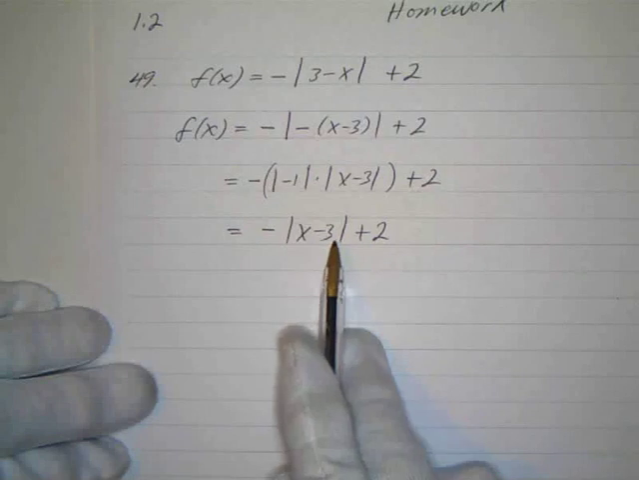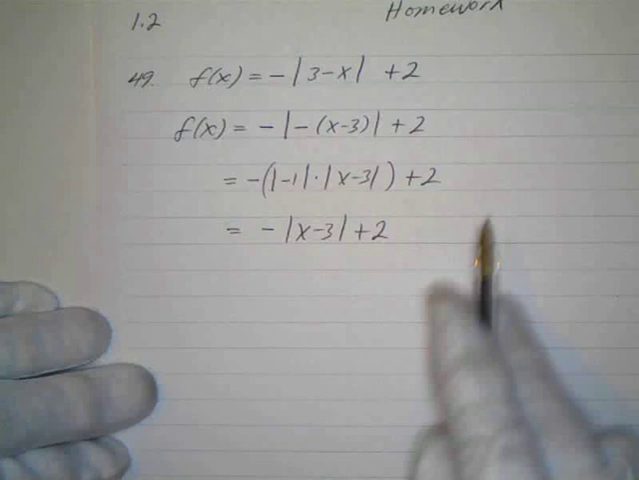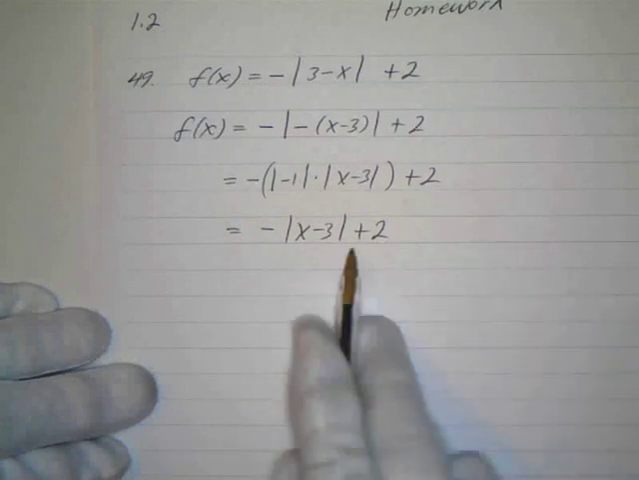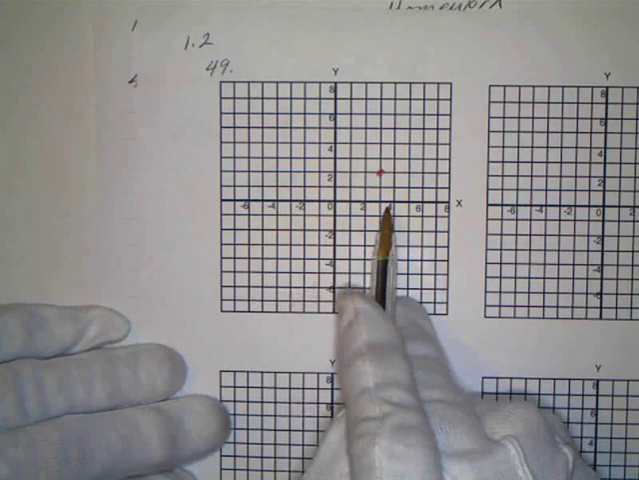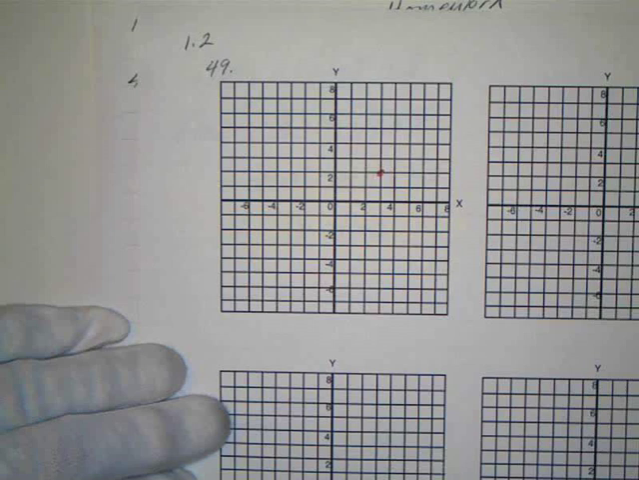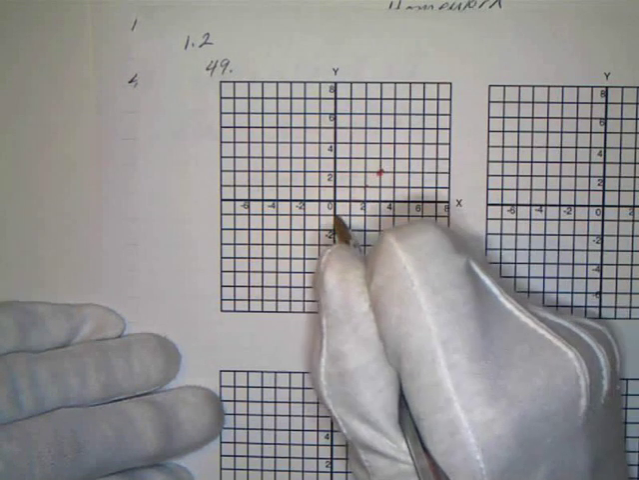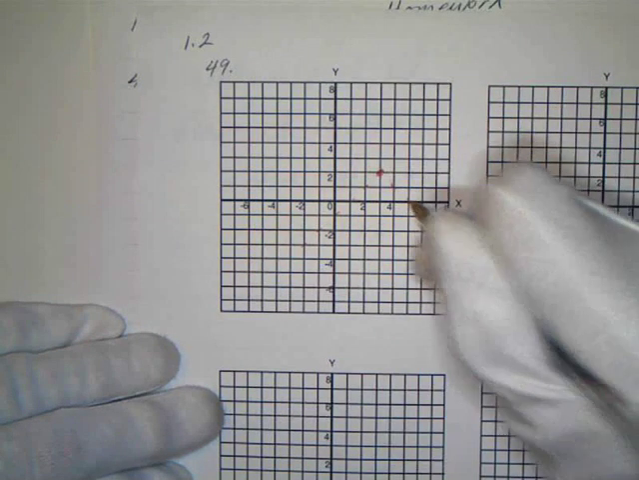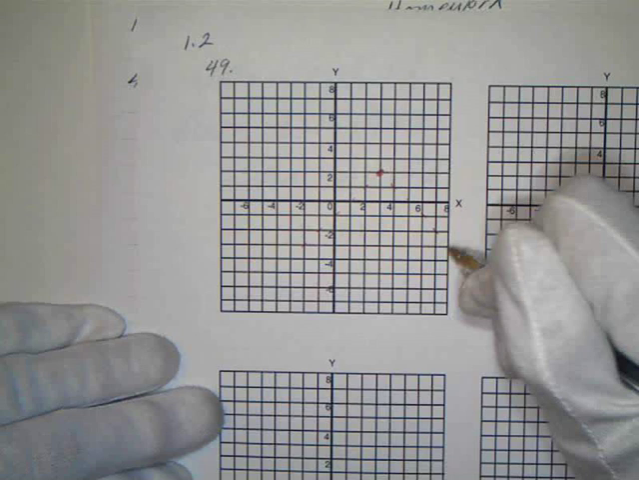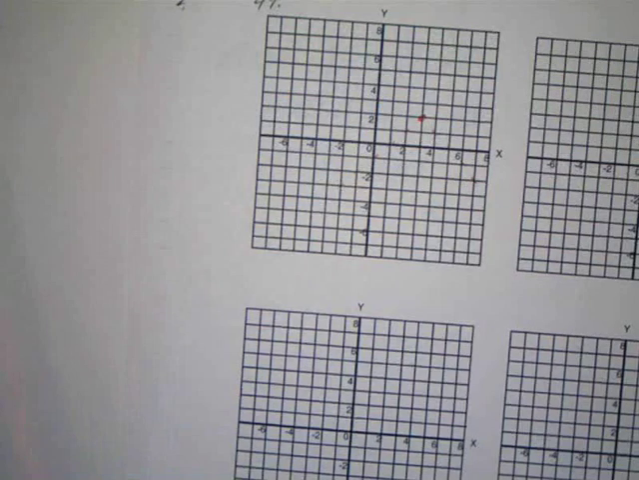So now you realize that it's not going to be a V because it's going to be flipped, so it's going to be like an A, and it's going to be shifted 3 to the right and up 2. So we want to graph it. We're going to go 3 to the right and up 2, and that's going to give me the point, and then it's just going to be an A, like this. And then over here the other direction. And there's your graph. So you take your ruler.